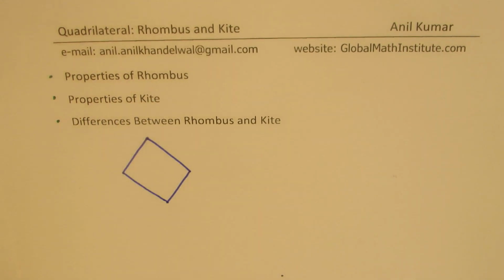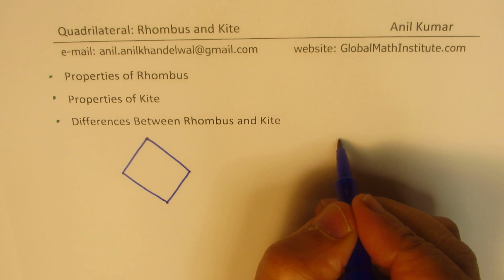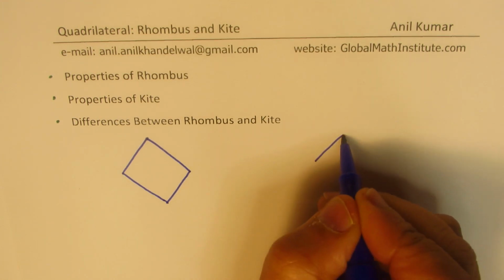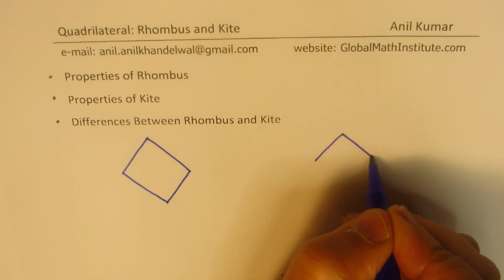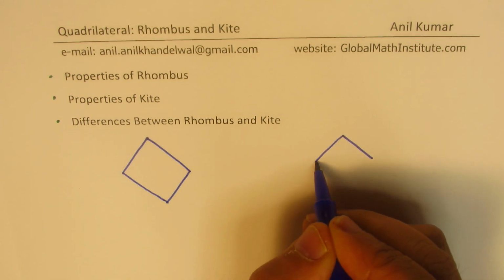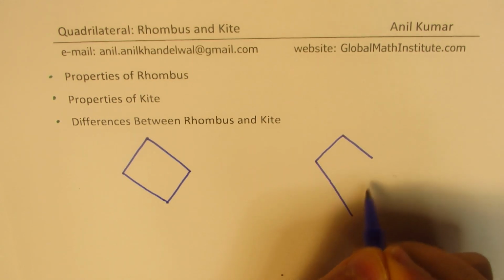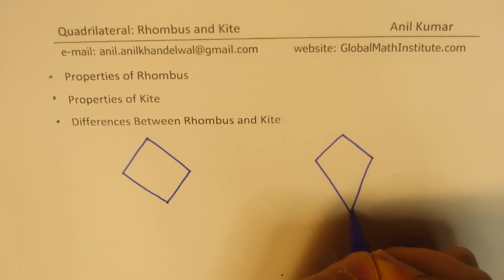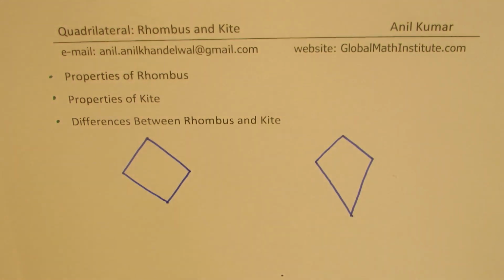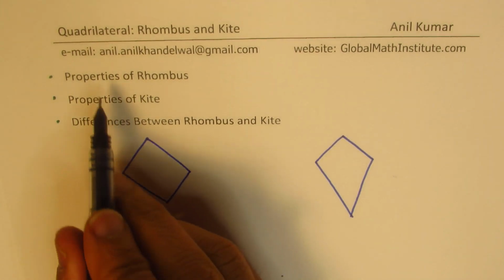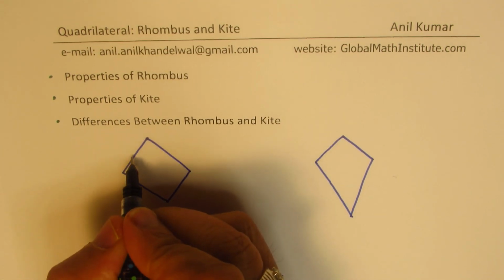When we're talking about a kite, it may look like a rhombus, but it is actually not. In a kite, two adjacent sides are equal and the other two are equal, right? So the other two could be longer. So with these two diagrams, you can easily figure out the differences. We'll talk about them in detail, but let's try to understand.